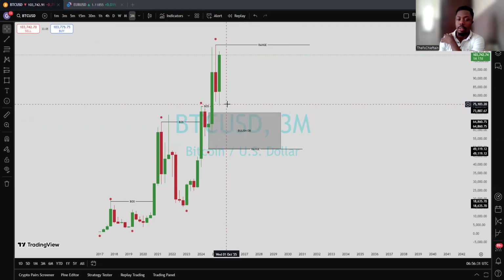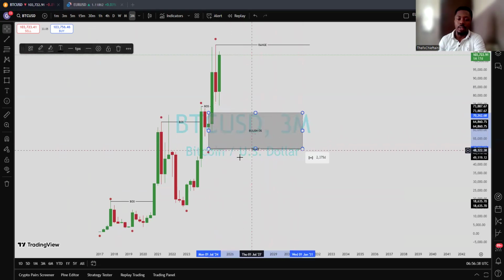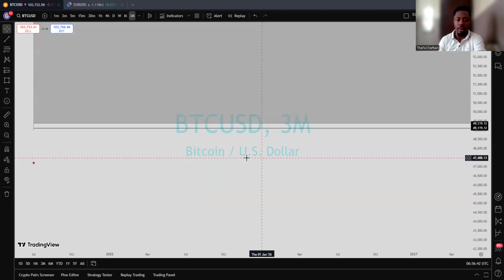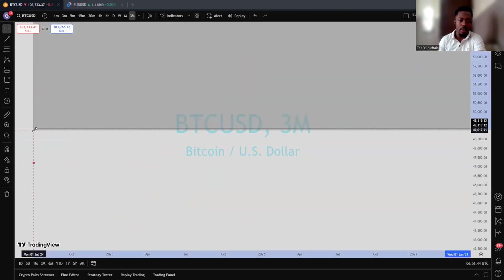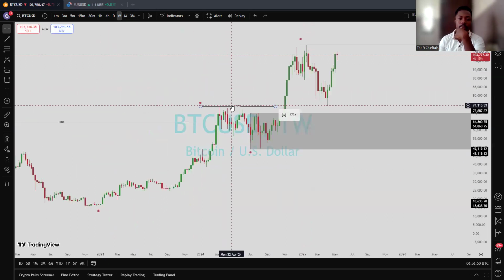It also has tapped into that level where I can still see a juicy area of demand, just where these buyers are resting, and I feel buyers would be interested in that area and we want to come back. So we're just going to take this and put it like this. Then I want to step down.